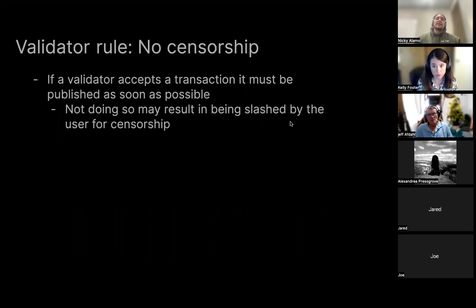So, no censorship. If a validator accepts a transaction, if I have a validator or a node and it's accepting a transaction, it must be published as soon as possible. Basically, that means I can't withhold that transaction from entering the chain, and doing so very much opens me up to being slashed from the network.